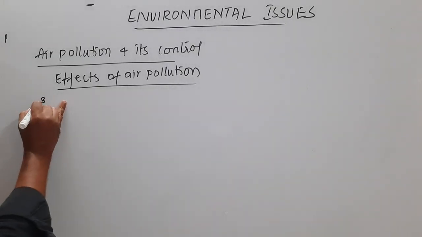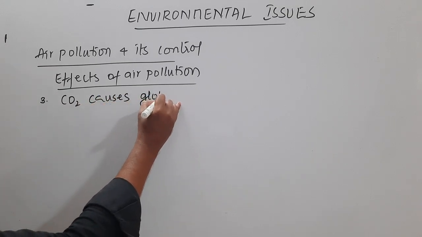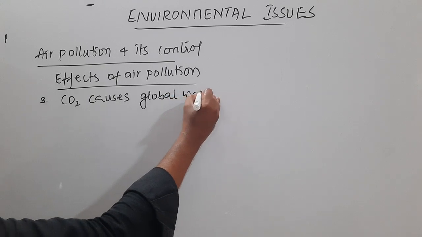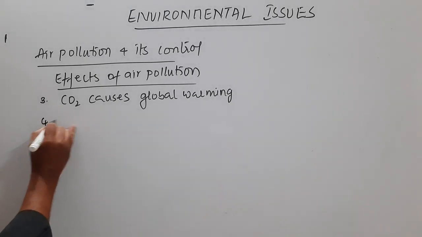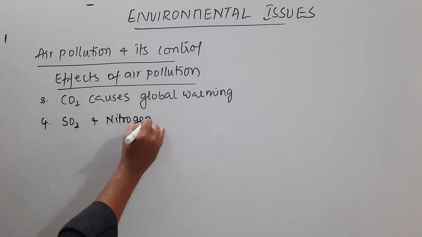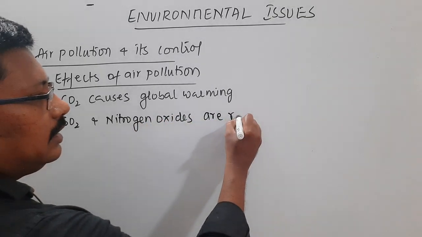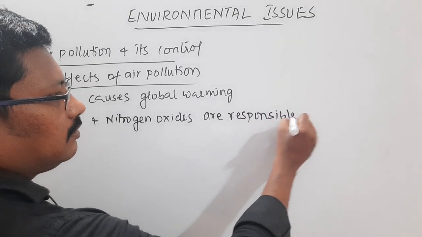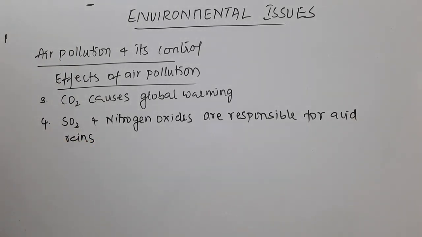The next one, carbon dioxide causes global warming. How it causes global warming, we'll see in coming sessions. And then these sulfur dioxides and nitrogen oxides are responsible for acid rains.